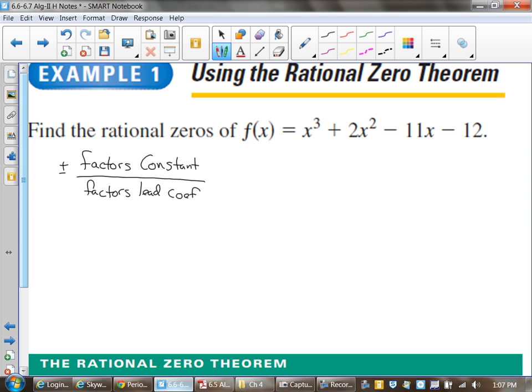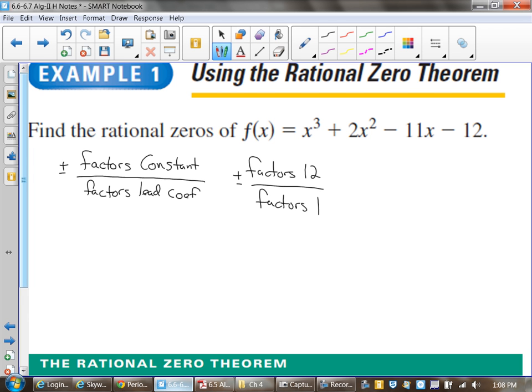So in this example, what is my constant? The 12. So that means I'm looking for my factors of 12 divided by, what's my leading term coefficient? 1. The leading term is x cubed. Yeah, it'll always be the highest degree. Sometimes you have to move things around, but it'll always be the highest degree. Okay. Now, that means I have to list out my factors of 12.